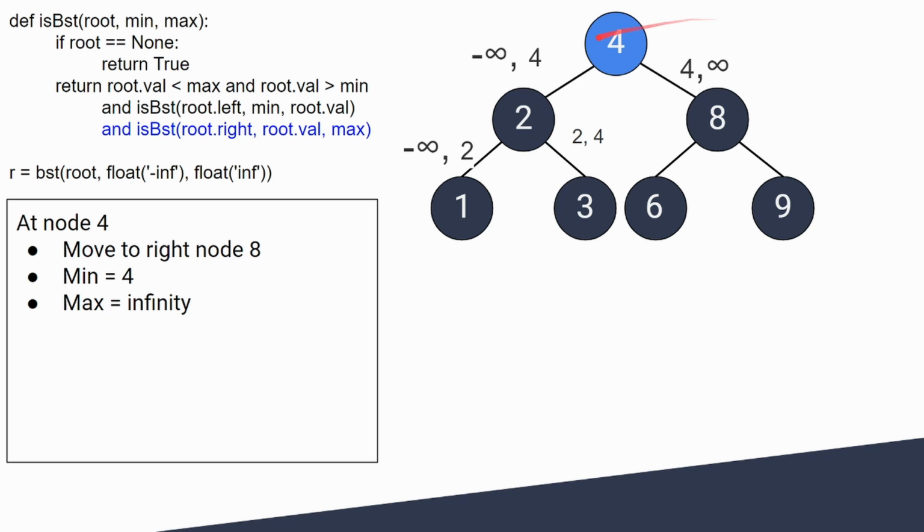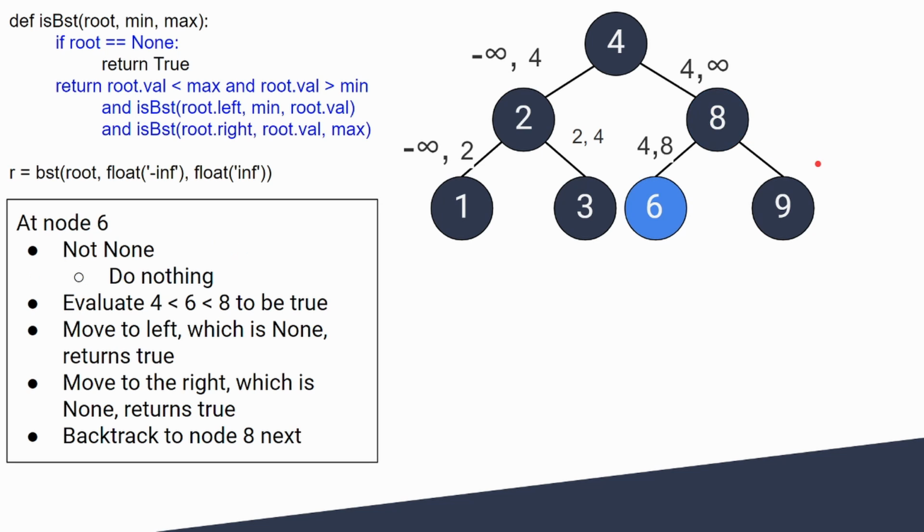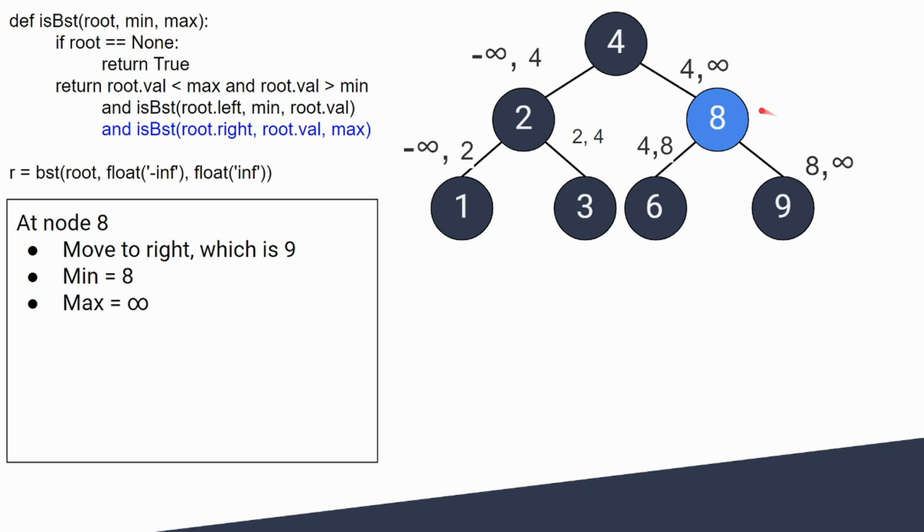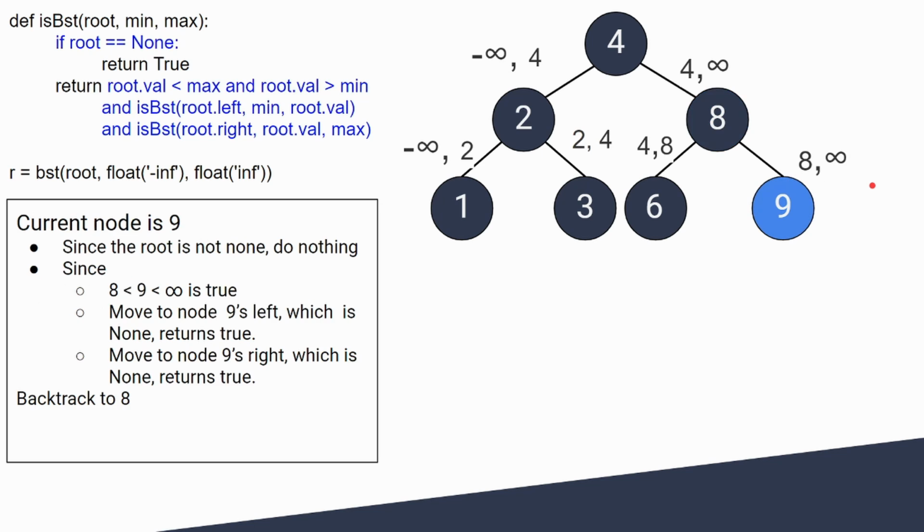Then you move to 4's right, where you pass down the minimum of 4 and the maximum of infinity. Then you move to its left, which is 6. You pass down the minimum of 4 and the maximum of 8. Since 6 is in between 4 and 8 and is not none, you look at its left, which is none, and its right, which is none, so you backtrack back to 8 again. Then you move to 8's right, which is 9. The minimum would be 8 and the maximum would be infinity.